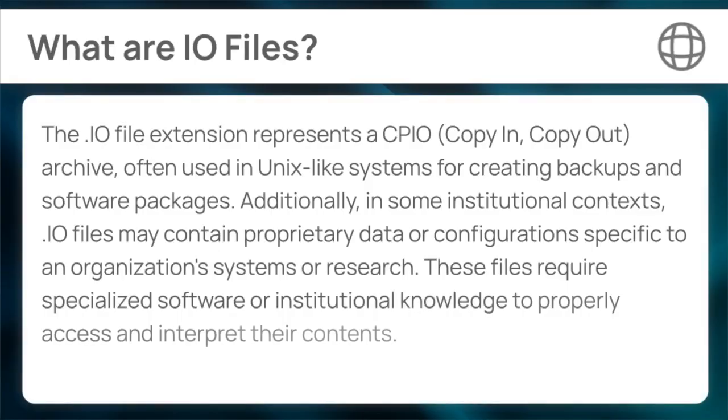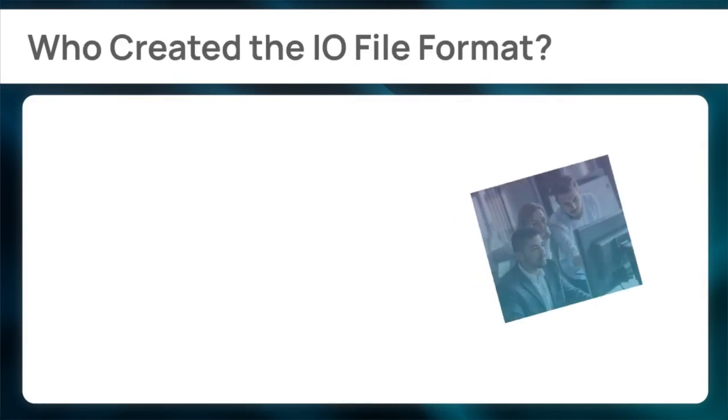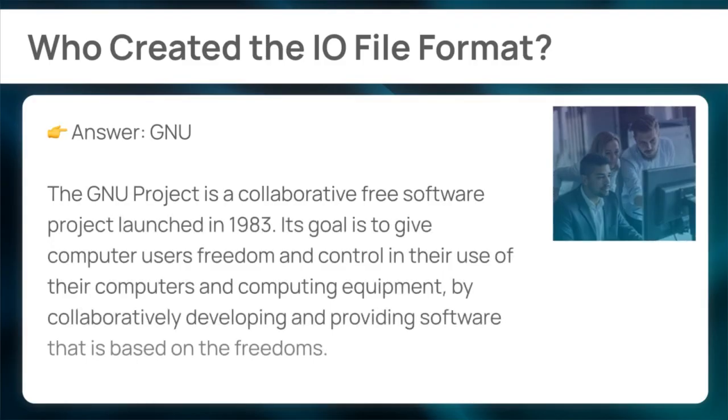The I/O file extension represents a CPIO, copy in, copy out, archive, often used in Unix-like systems for creating backups and software packages. Additionally, in some institutional contexts, .io files may contain proprietary data or configurations specific to an organization's systems or research. These files require specialized software or institutional knowledge to properly access and interpret their contents.